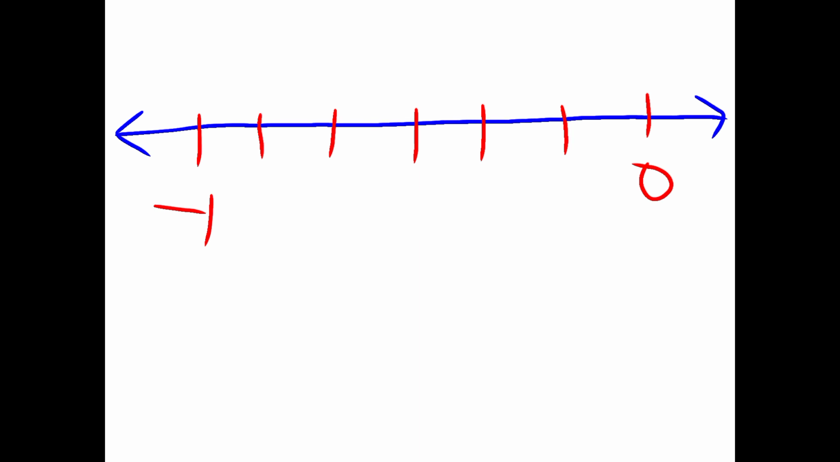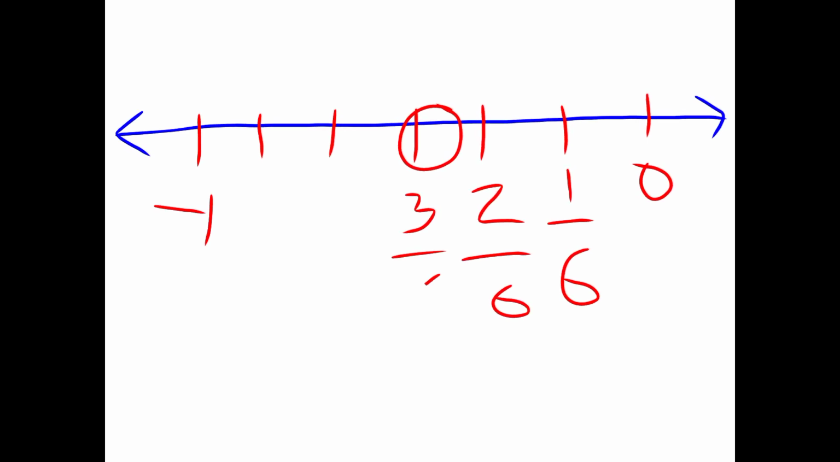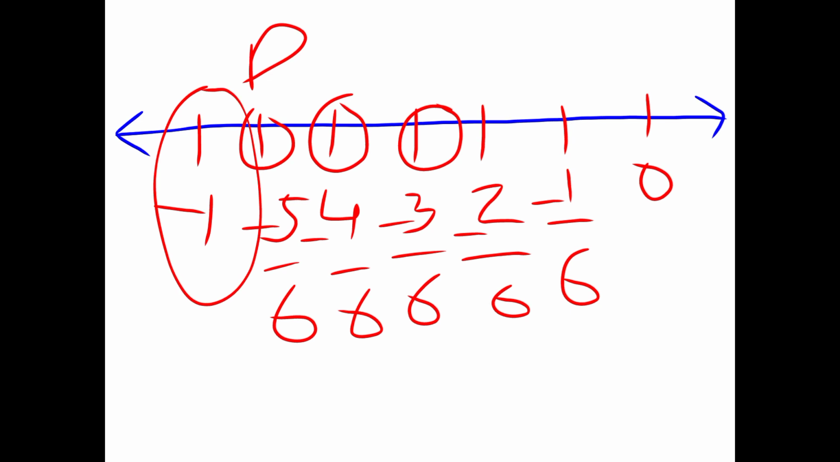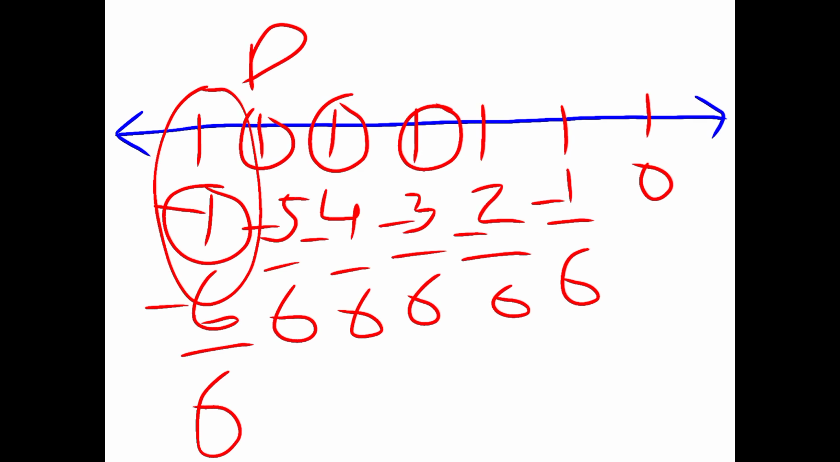Since this is 0, this will be 1 part out of 6, this will be 2 parts out of 6, this will be 3 parts out of 6, and this will be 4 parts out of 6: minus 1 by 6, minus 2 by 6, minus 3 by 6, then minus 4 by 6, and this will be minus 5 by 6. This point will be minus 5 by 6 and this will be minus 6 by 6, which is equal to minus 1.